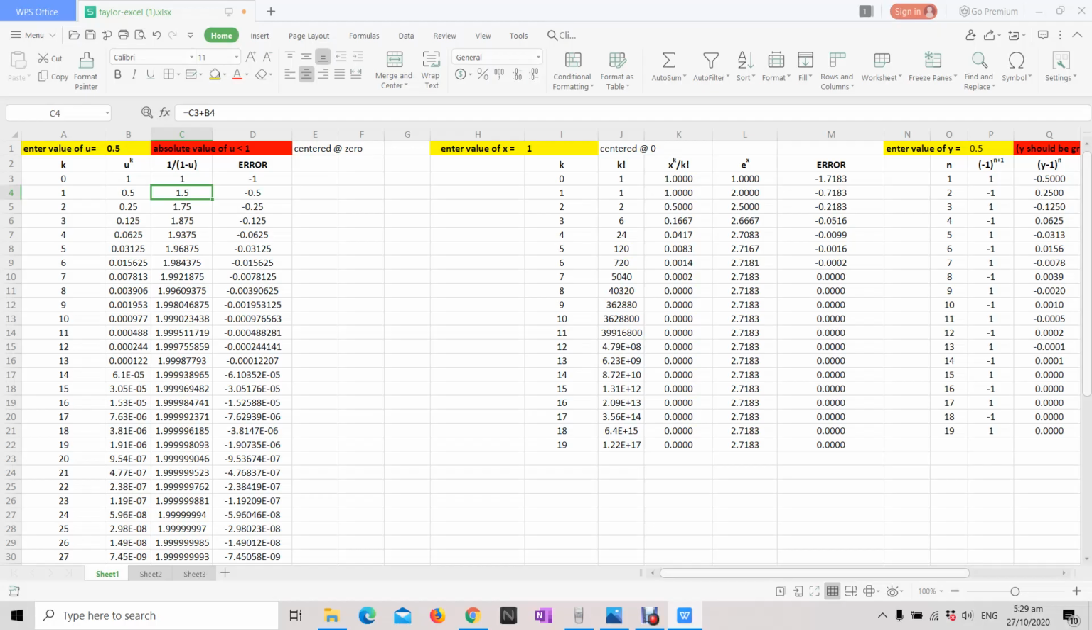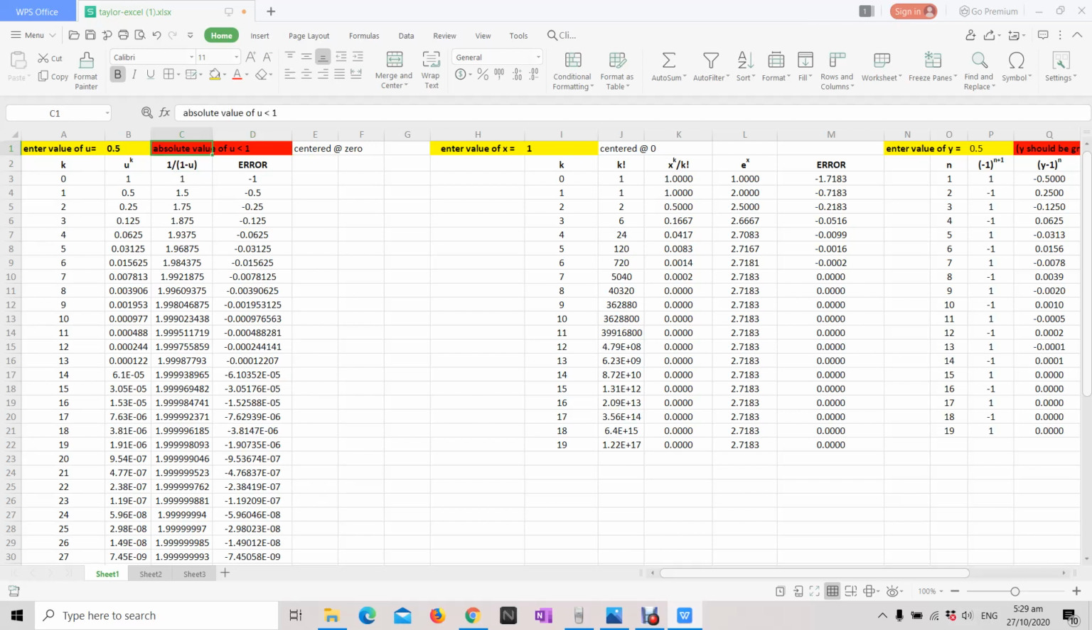So, good morning. I will be presenting to you right now item number 1 of our laboratory work in Taylor series. So, given the function f of u is equal to 1 all over 1 minus u, we are going to use Taylor series to approximate the value, given the condition that the absolute value of u is less than 1.